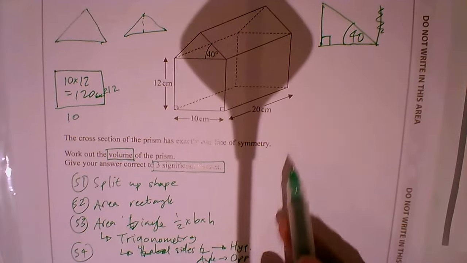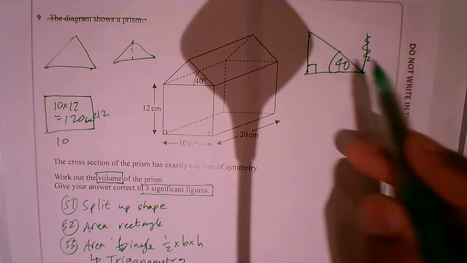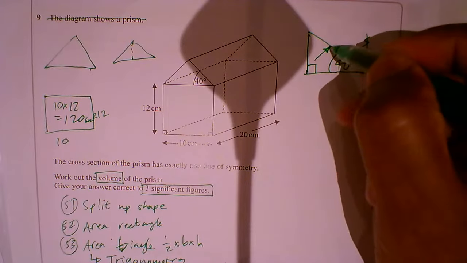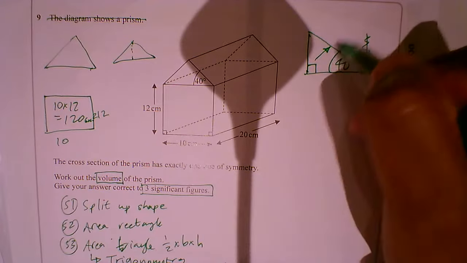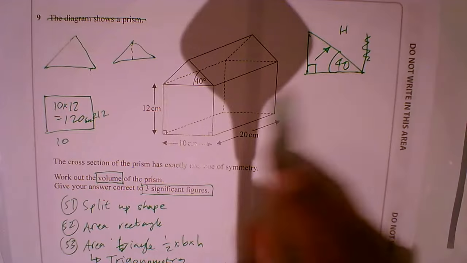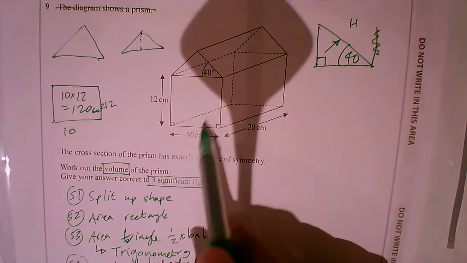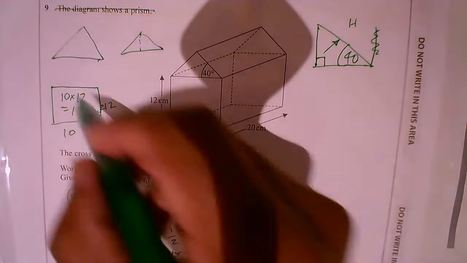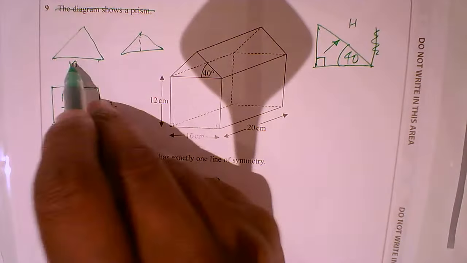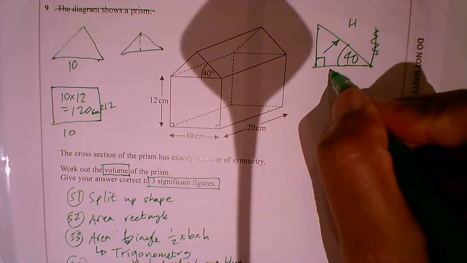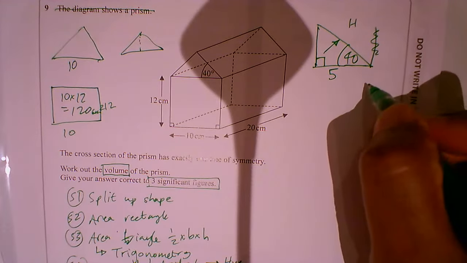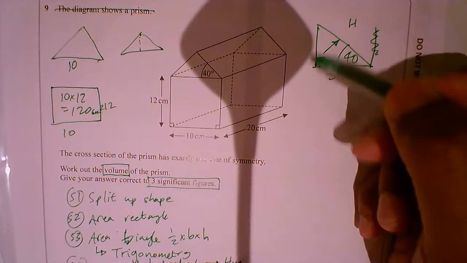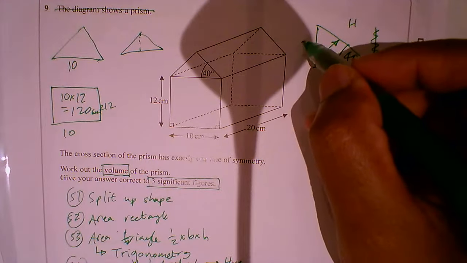Now we need to look at this. So looking at the triangle, opposite the right angle is my hypotenuse. I need to label these sides. So if all of this is 10, what's half of this going to be? Half of this is going to be 5. So this is my 5. I want to work out my height. So this is the thing that I'm looking for.